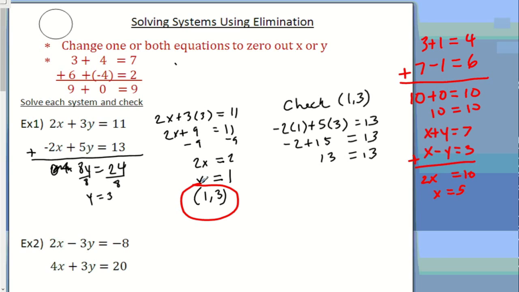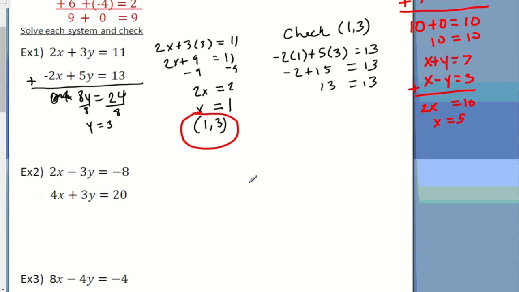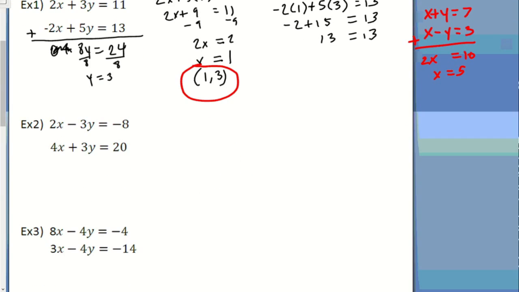Really cool. I love substitution. I love elimination. It's by far my favorite way of solving these problems. Okay? So let's do that again.